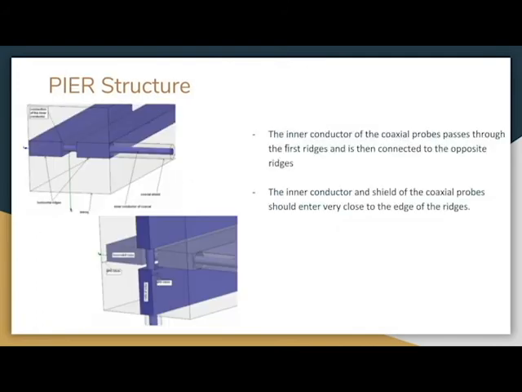The group used coaxial probes in order to benefit the return loss performance of the antenna. The inner conductor of the coaxial probes passes through the first ridges and is then connected to the opposite ridges. The inner conductor and shield should enter very close to the edge of the ridges, as close as possible to the shorting plate, in order to maximize performance of the quadruple ridged horn antenna.